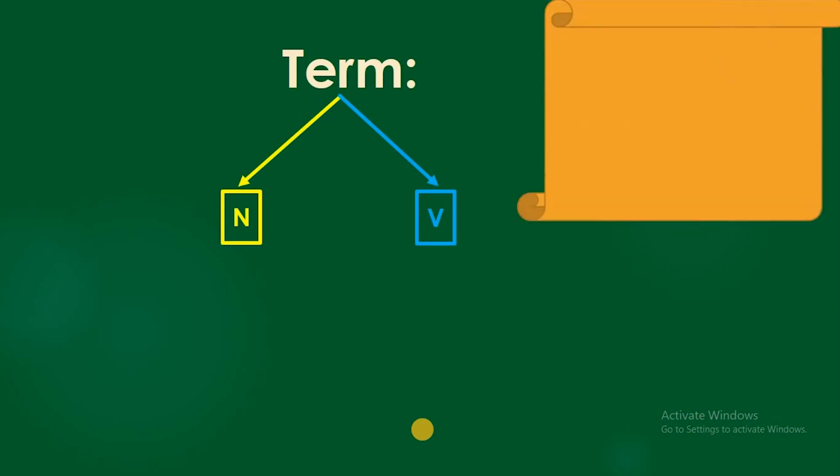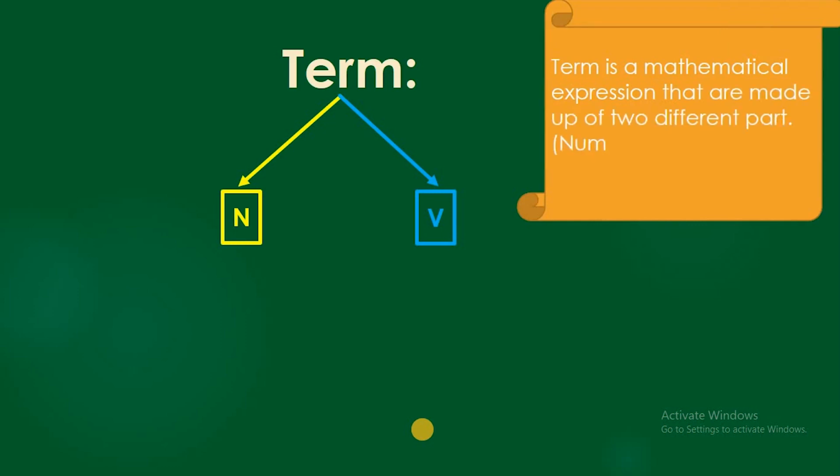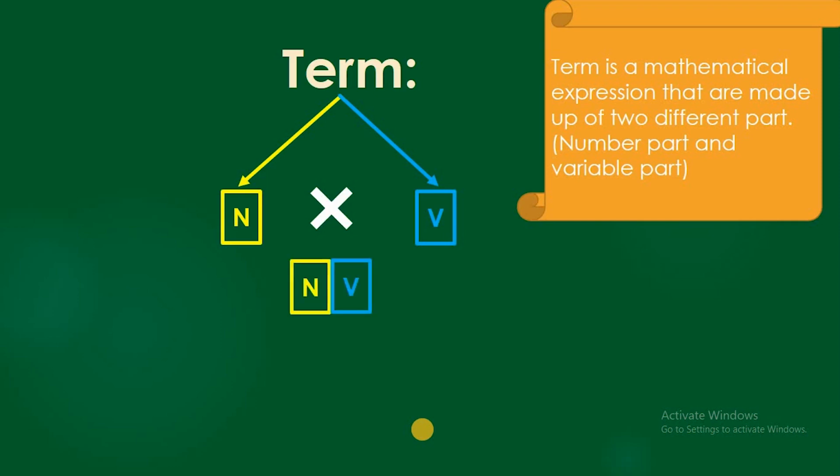So we can define a term as a mathematical expression that is made up of two different parts, that are number part and variable part. And between the number part and variable part, there is a multiplication sign. Since the multiplication is implied in algebra, we normally write them together. That is n into v, and between n and v, there is a multiplication sign. So this is one term.